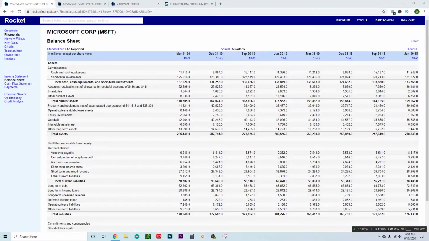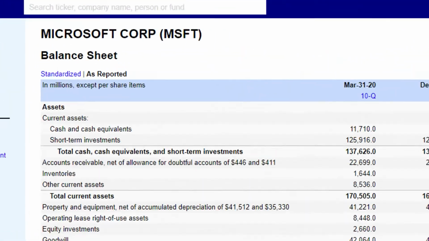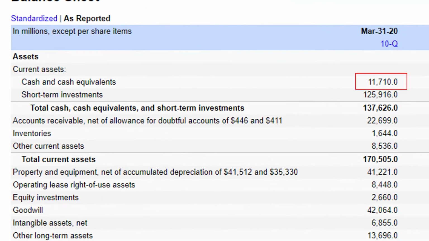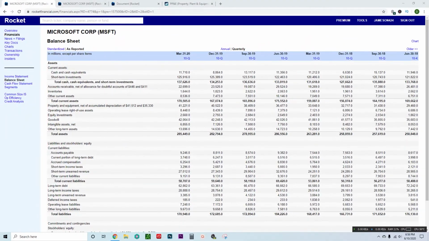So let's go ahead and hop on the computer and we will analyze the balance sheet for a company. All right, guys, so we're over here on the computer. We're again going to use Microsoft as we analyze their balance sheet from their most recent quarter. First thing you want to look at when looking at a balance sheet is your units. So we're in millions except for the per share items. So that first number you see under cash and cash equivalents is actually $11.710 billion. So you want to take a look at that.